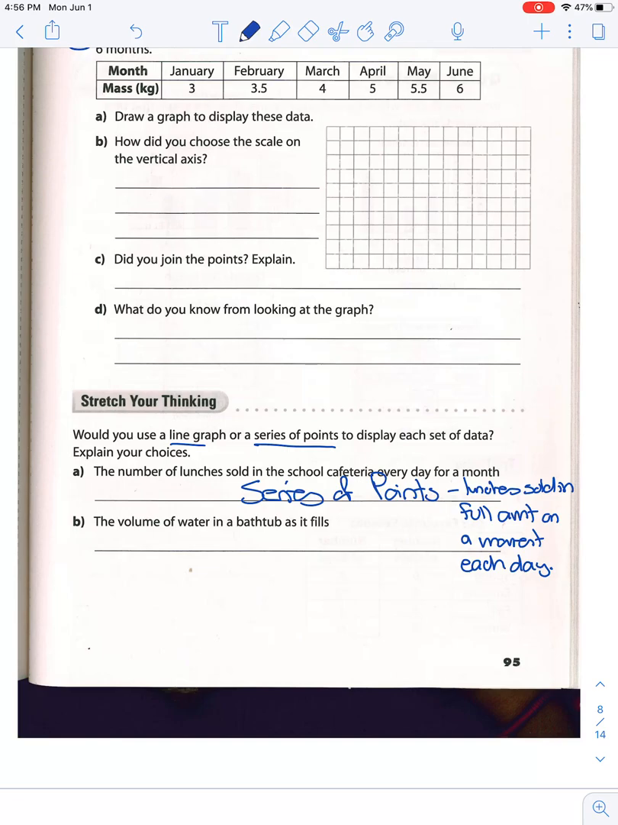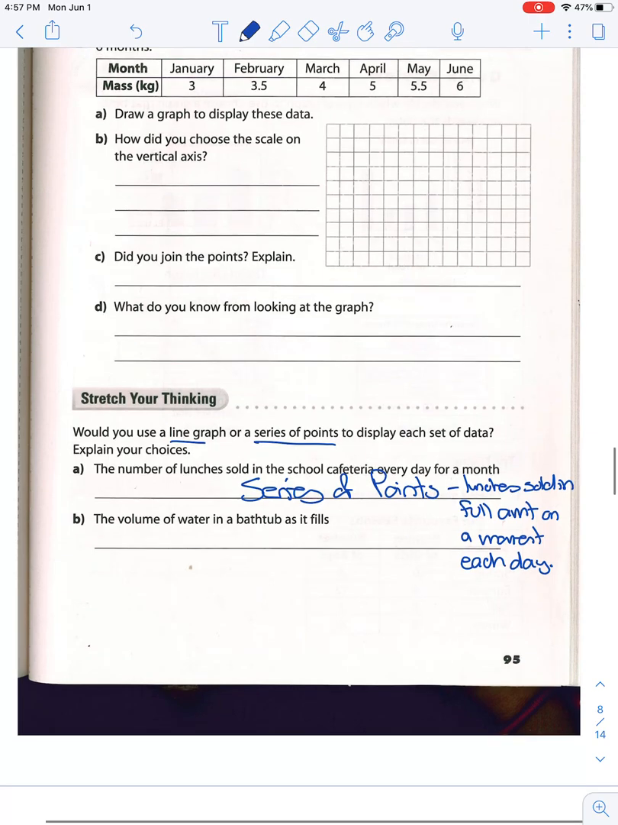If it was super close, so say for example, revenue raised from McDonald's over the course of a week, then yeah, you actually could plot that with a line graph because it would be money, income, right? You could have fils, dirhams, dollars, cents, you could get fractions. And if they sell, like they're open 24 hours around the clock, then yeah, you could chart that on a line graph. Okay, next one, volume of water in a bathtub as it fills. Well, that one would be a line graph.